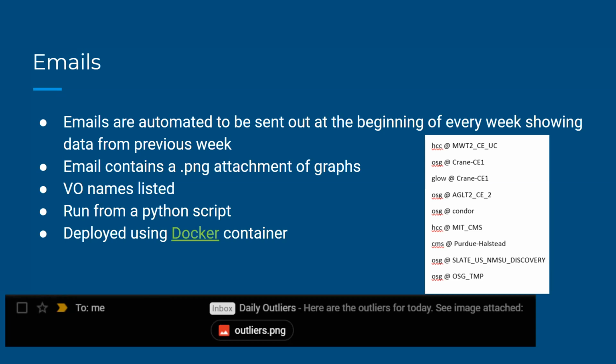And so we've deployed all this using a Docker container to make sure that it's running efficiently and it can keep running without having to install any dependencies or anything.